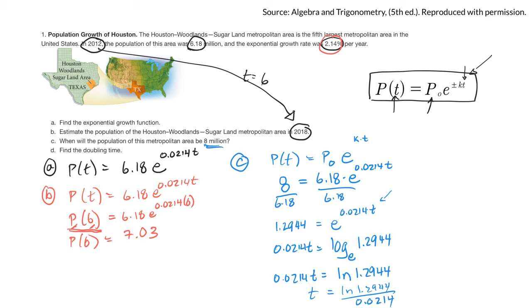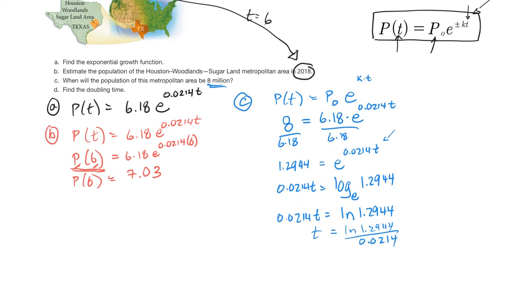Okay, and so if you do that, I'll just pause to do it on my calculator. So if you do that, you come out to t is equal to 12.06, and that's time, so that would be years. So it would take 12 years for the population to get up to 8 million.